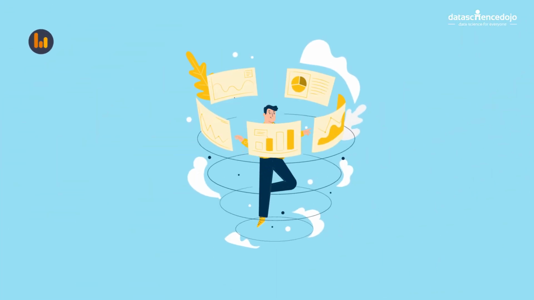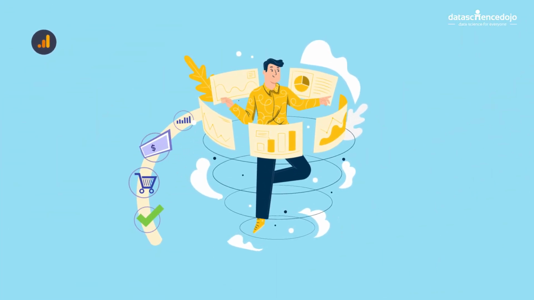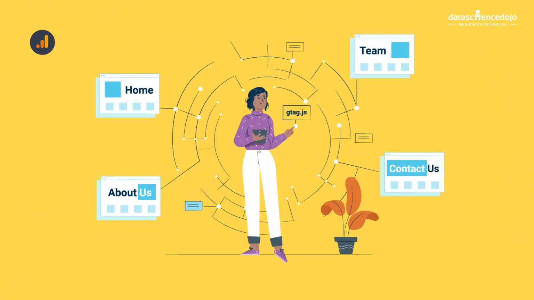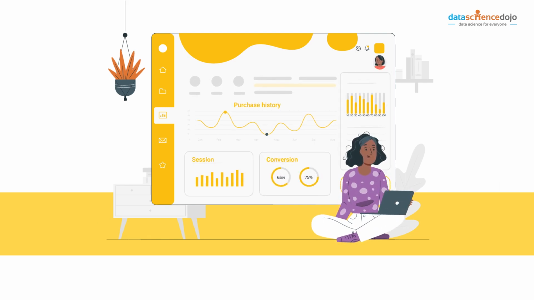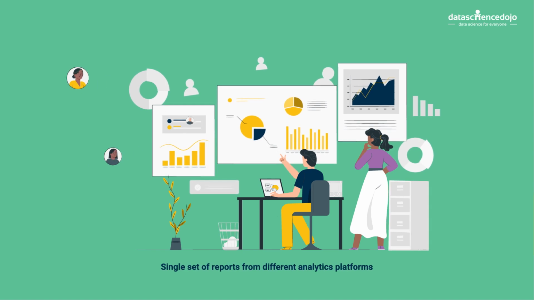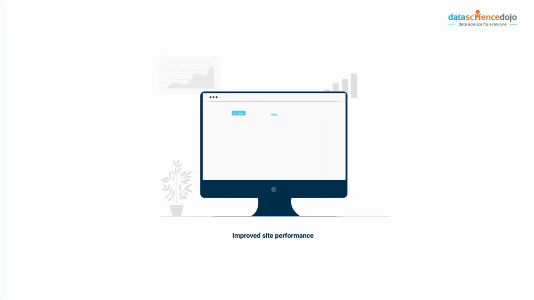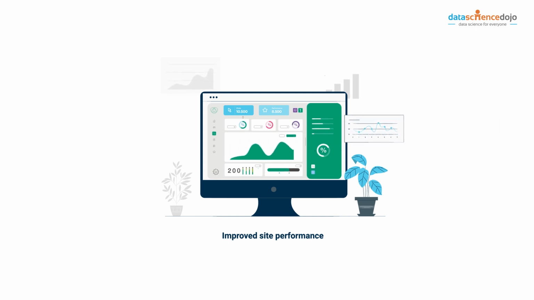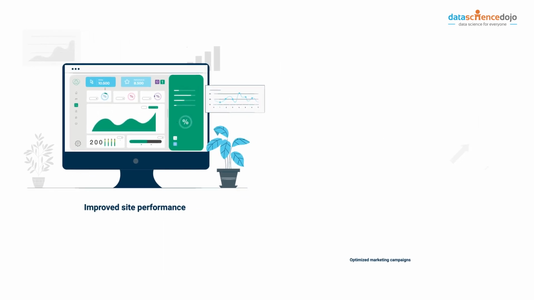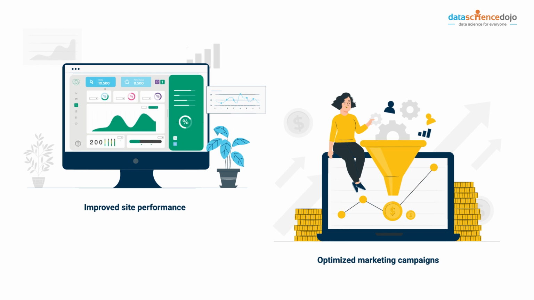These site tags collect user data from different analytics platforms. So once you have connected the tags of different properties on your Google Analytics account, it enables you to run a cross-platform analysis on all the user data. Imagine a single set of reports on site users coming in from different analytics platforms. Connected site tags also enable you to make recommendations that improve site performance and optimize marketing campaigns for the website.